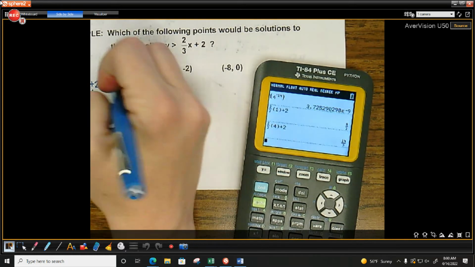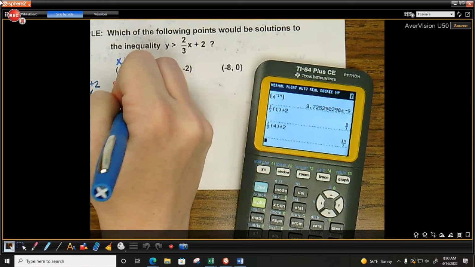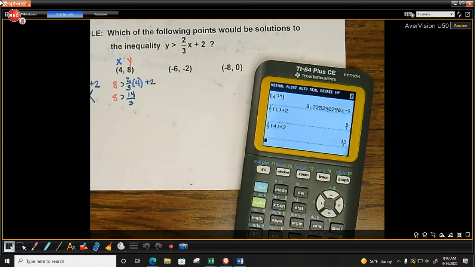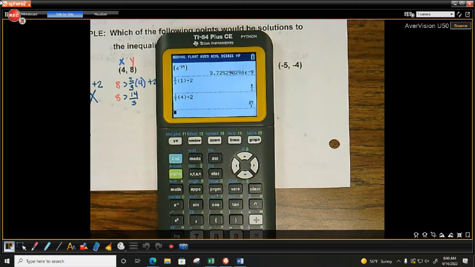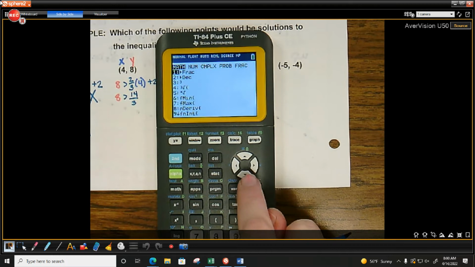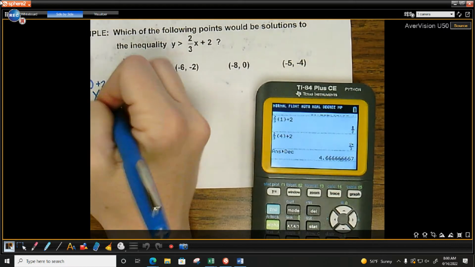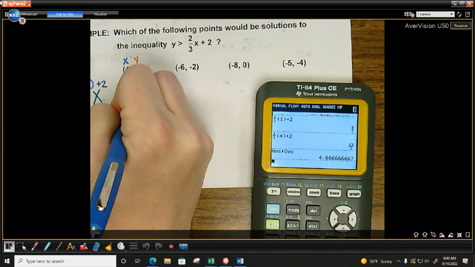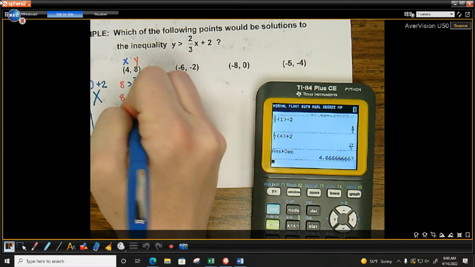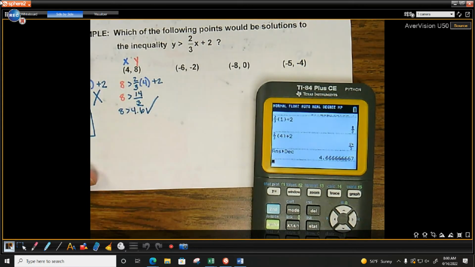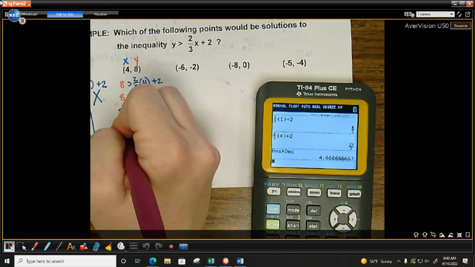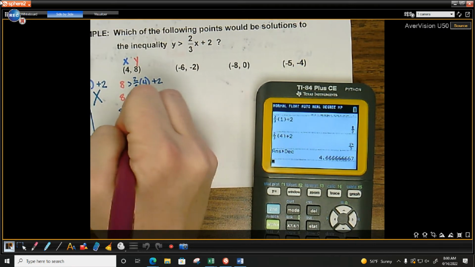If you don't know what 14 over 3 is, how can you change that to a decimal? Math, go down to decimal, enter, enter. So it's 4.6 repeating. So is 8 greater than 4.6 repeating? Yes. So is this one a solution? Yes. It is a solution.